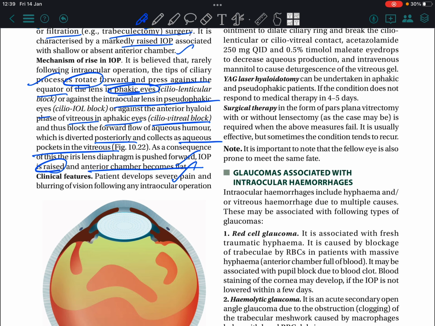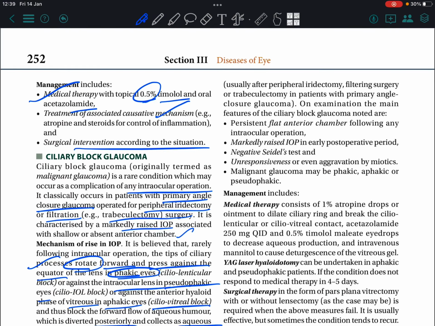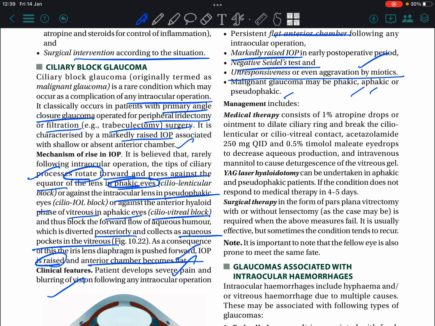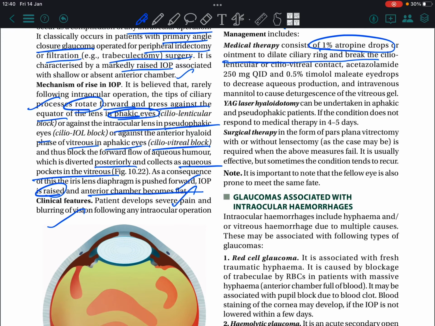Clinical features: the patient develops severe pain and blurring of vision following any intraocular operation. On examination, the main features are persistent flat anterior chamber, markedly raised IOP, negative CDL test, and unresponsiveness or even aggravation by miotics. This is malignant glaucoma, which can be phakic, aphakic and pseudophakic. Management: medical therapy consists of 1% atropine drops or ointment to dilate the ciliary ring and break the ciliolenticular or ciliovitreal contact, acetazolamide 250 mg QID, 0.5% timolol maleate to decrease aqueous production, and intravenous mannitol to cause dehydration of vitreous gel.